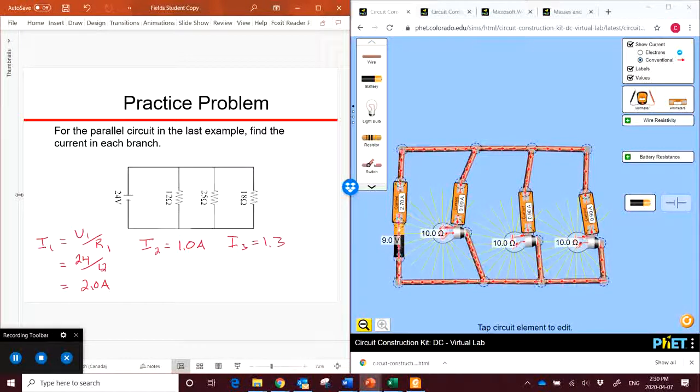And if you add each of these together, you'll find that the I total, which again is I1 plus I2 plus I3, gives us what we calculated in the previous question as 4.3 amps.